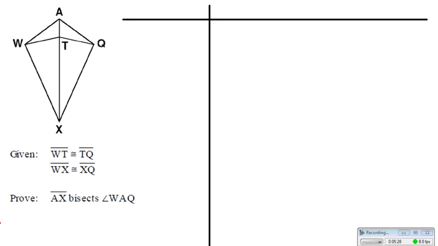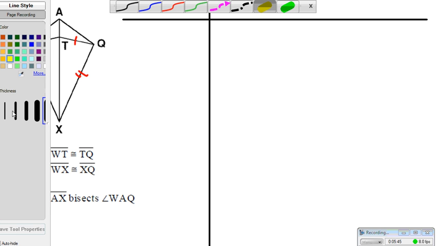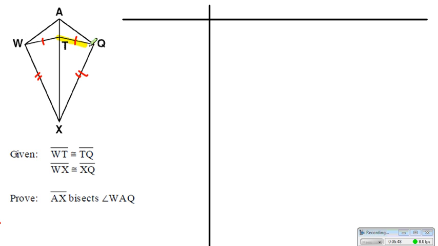Number 7. Here we have WT is congruent to TQ, and WX is also congruent to XQ. Then soon you should be able to realize that these two triangles must be congruent, the yellow highlighted triangle and its counterpart. When you look into this one, you will realize that two conditions are already met. The third one that's missing is the reflexive property of the line segment TX.